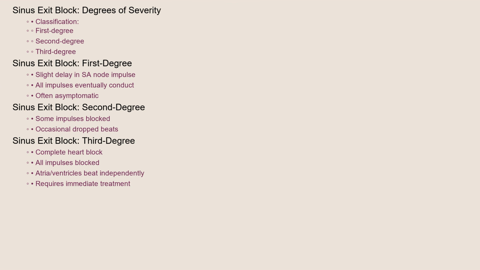Sinus exit block is often classified by its first degree, second degree, and third degree. First degree block involves a slight delay in the impulse exiting the SA node, but all impulses eventually get through. It's often asymptomatic. Second degree block involves some impulses being blocked, leading to occasional dropped beats. Third degree block, also known as complete heart block, involves all impulses being blocked, meaning the atria and ventricles beat independently of each other. This is the most severe form and requires immediate treatment.